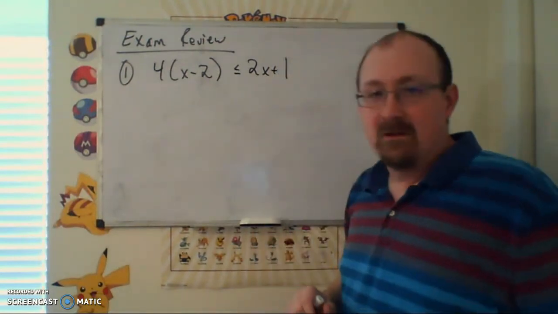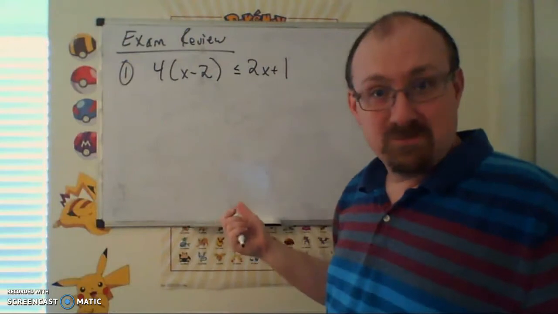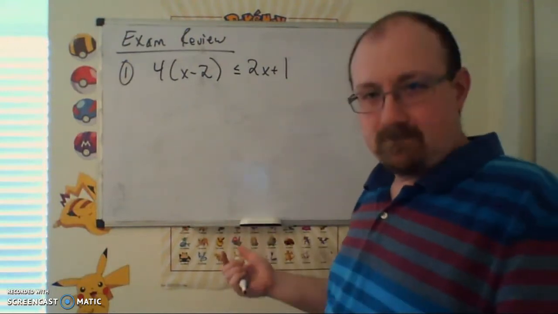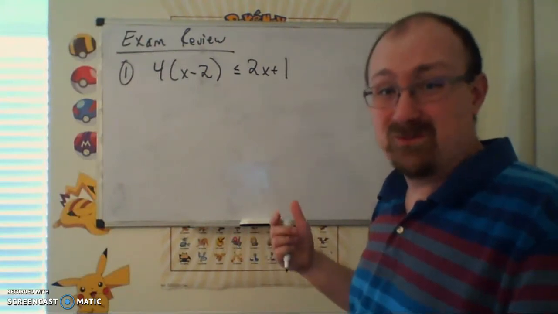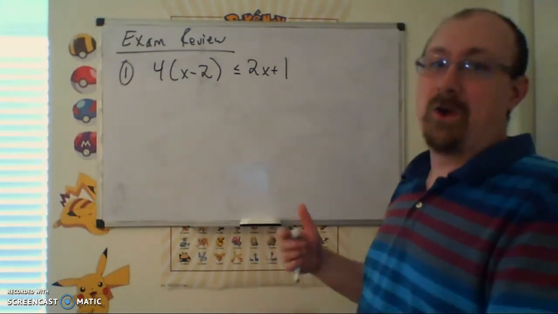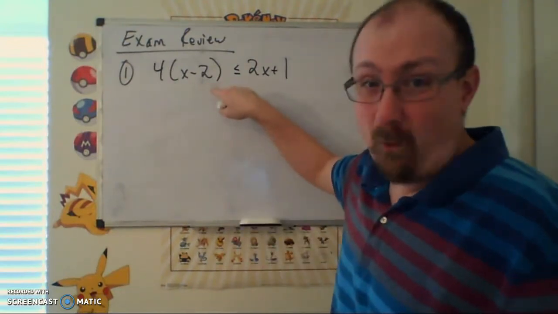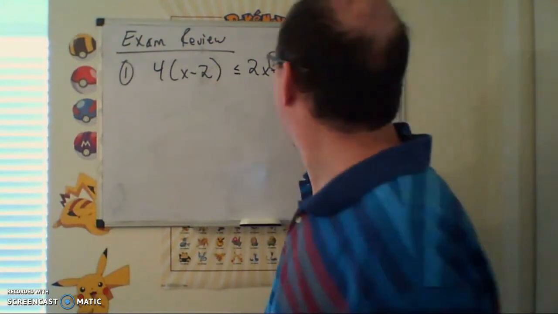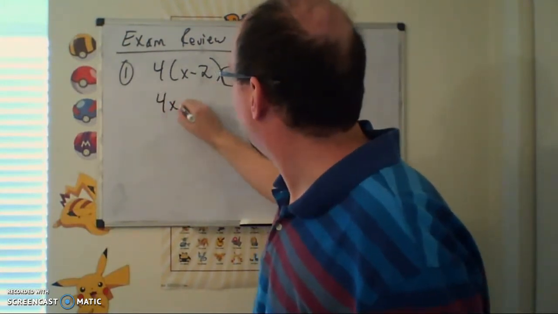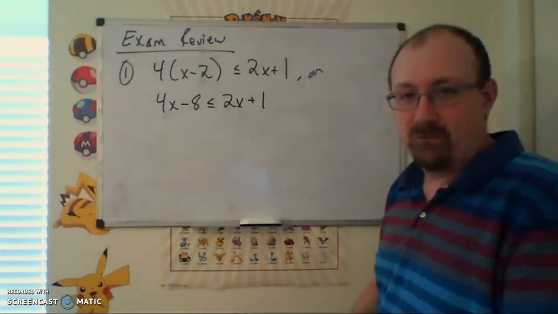All right. So we have 4 times the quantity x minus 2 is less than or equal to 2x plus 1. So, the usual algebra routine at this point: we need to get all of our variable terms on one side of the inequality, our non-variable terms on the other. But before that, I'm going to have to distribute this 4. So both guys inside the parentheses get multiplied by 4. So we have 4x minus 8 is less than or equal to 2x plus 1.